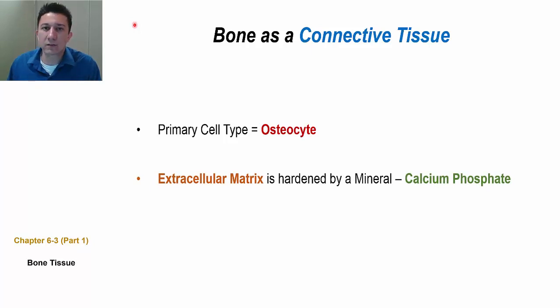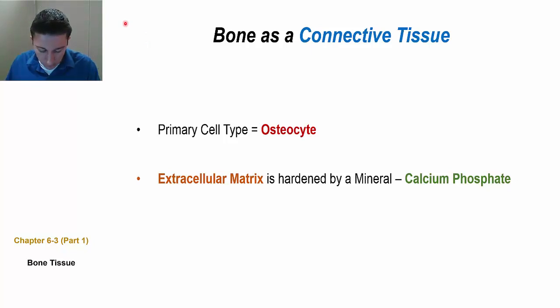The extracellular matrix of most connective tissues is soft. That is, it's mostly made of proteins or glycoproteins and water. Bone tissue is different in that the extracellular matrix is reinforced by minerals. In this case, the primary mineral that reinforces the extracellular matrix and makes it tough and hard, like in bone tissue, is primarily calcium. Specifically, the primary mineral is a mineral called calcium phosphate.